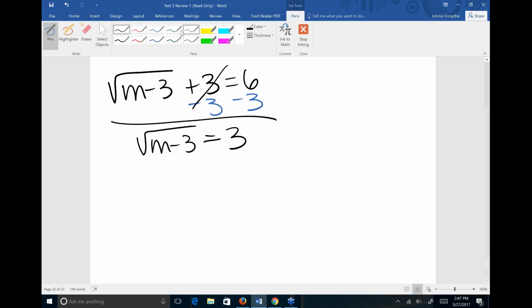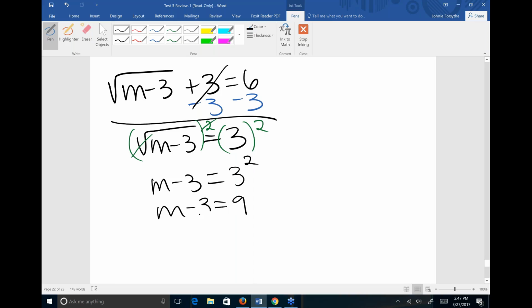Now you can get rid of the square root by squaring the left and then squaring the right. So on the left, we're going to have m minus 3 equals 3 squared, which of course is 9. So m minus 3 equals 9, and then to solve for m, we're going to add 3. So m equals 12. So you should actually get 12 for your answer there.